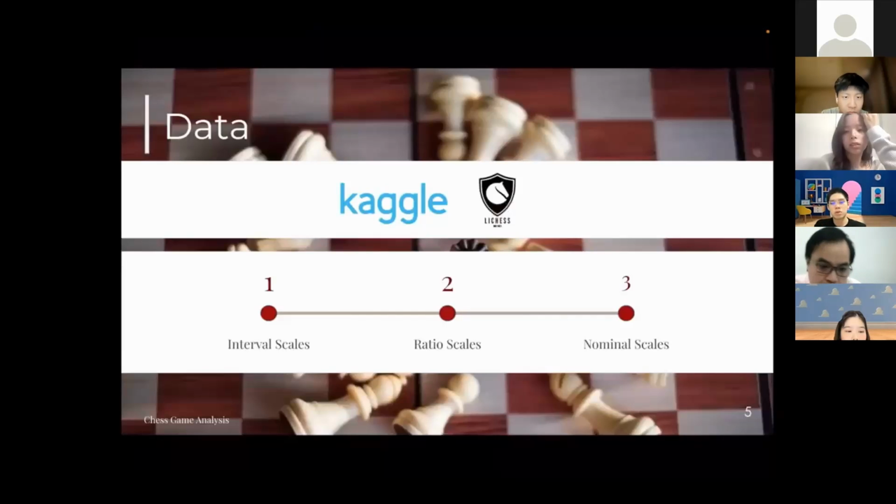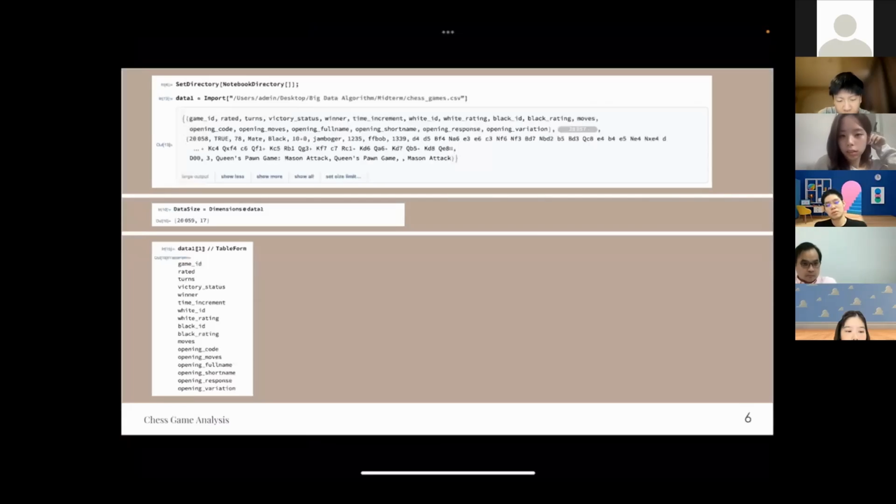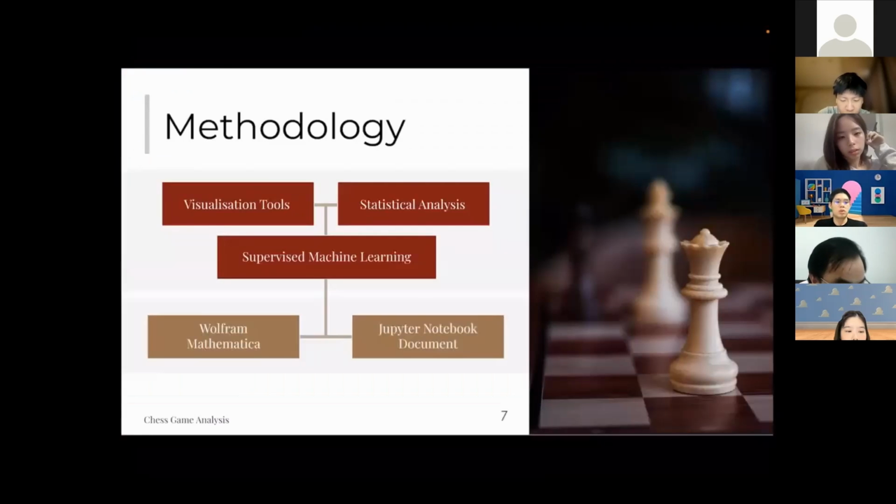So the data is based on a CSV categorical file-based data set retrieved from Kaggle, selected from an online chess game website called Lichess, which includes interval scales such as the game ID, ratio scales such as the ratings, and nominal scales such as the winner chess colors. So I imported the file of 20,059 rows and 17 columns, and a table form shows a different list of dataset topics. As mentioned, my approach is to demonstrate visualization tools and statistical analysis with supervised machine learning methods using the help of Wolfram Mathematica and Jupyter Notebook document.